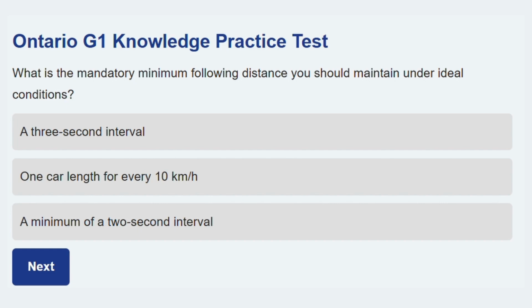Hi, it's Frank, and today we're going to be covering the Ontario G1 Knowledge Practice Test. This test covers the essential rules of the road, traffic signs, and safe driving practices specific to Ontario that you need to know before getting your learner's permit. Let's get straight into the questions.